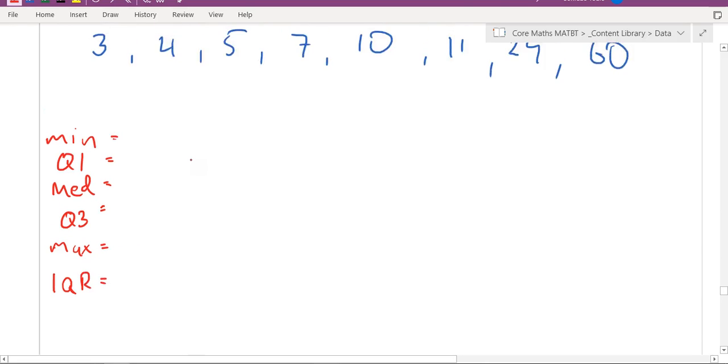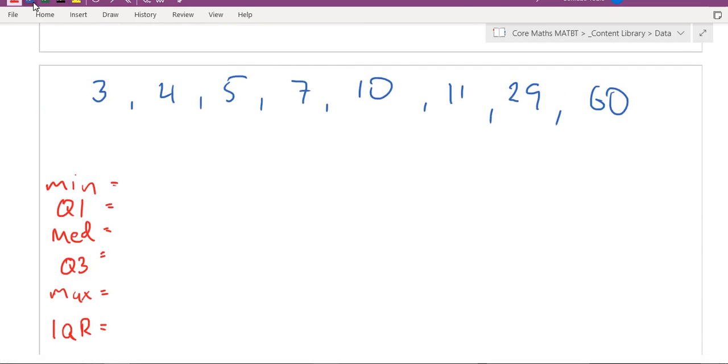Okay, so let's look for the minimum and the maximum. Anyone want to tell me minimum and maximum? What is it? 3 and 60. So start with that. 3, and then 60.